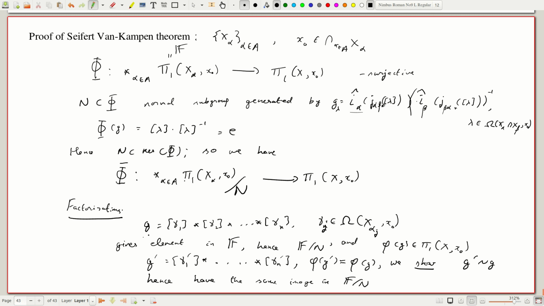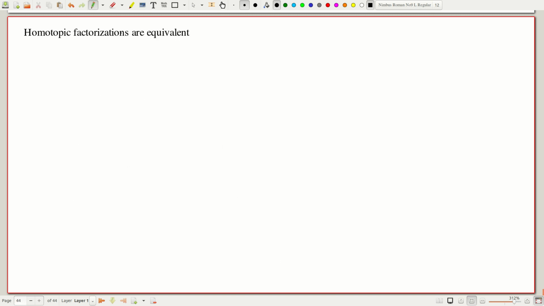Now let's prove the final part, which is that two factorizations are equivalent if they have the same image, which means if they are actually homotopic. Okay, so phi of G is simply the image when we regard this as a loop. So let's see why homotopic factorizations are equivalent. Okay, so again we have factorizations.